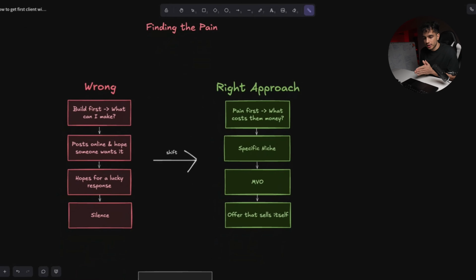Finding the pain, right? What is the wrong way to do it? What's the right way to do it? Some people are gonna build first. They're gonna think, oh, what can I make? What's a cool solution to make? That's wrong, because when you do that, you're wasting a lot of time.